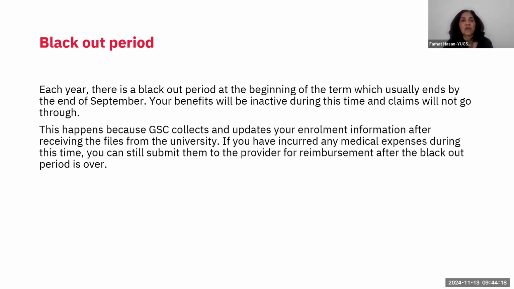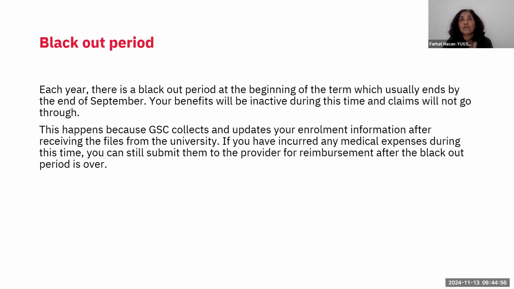Each year, there is a blackout period at the beginning of the term, which usually ends by the end of September. Or in January, since you are a winter registrant, the blackout period will end by January 30th. The blackout period means that during this time, even though you have been charged for healthcare, your benefits will not be active. This is because of the administrative procedures that take place. The insurance waits to receive the file from York, and all that is done by January 30th. So until then, you will be registered, but you will not be able to make any claims to the insurance.